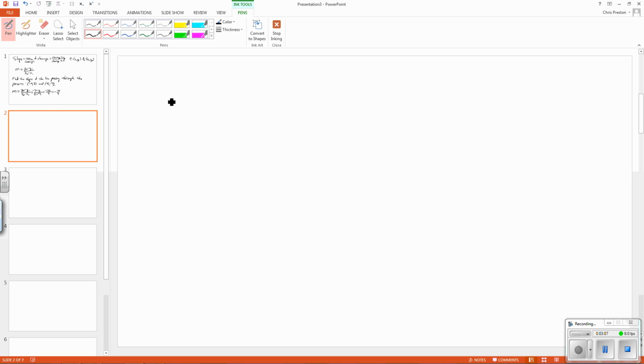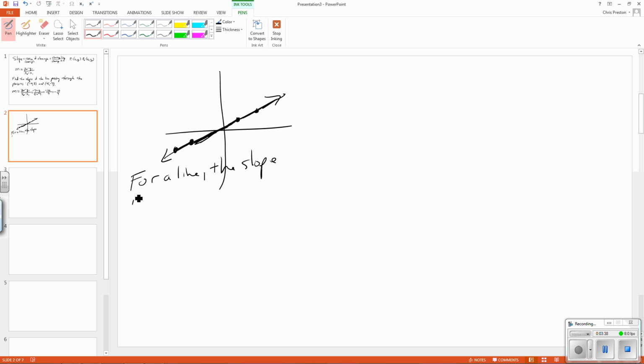Now, for a line, no matter which 2 points you pick on that line, if I pick 2 points here and figure out the slope, it's exactly the same as if I pick 2 points over here. It's the exact same slope as if I pick this point and this point. It's the exact same slope everywhere. So for a line, the slope is constant. It's always the same number.